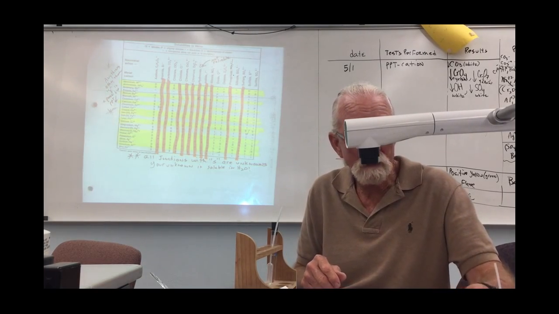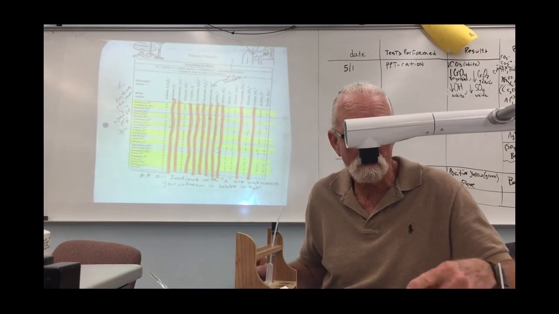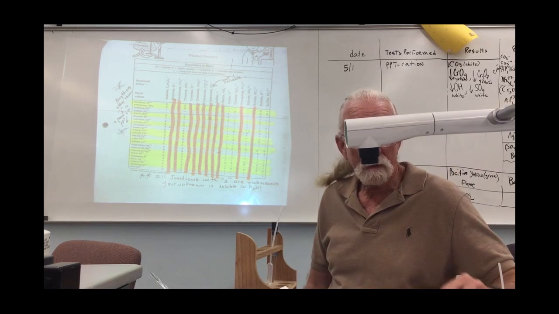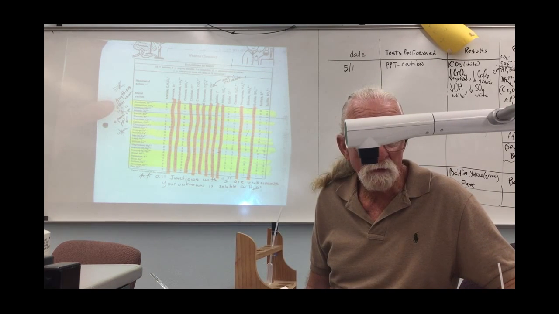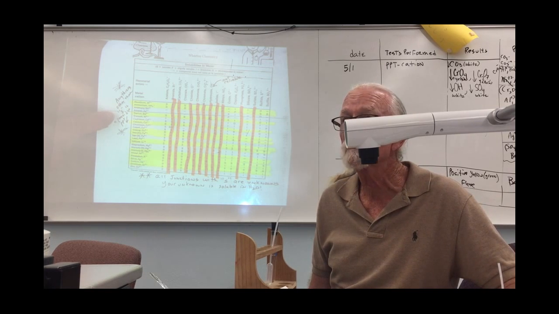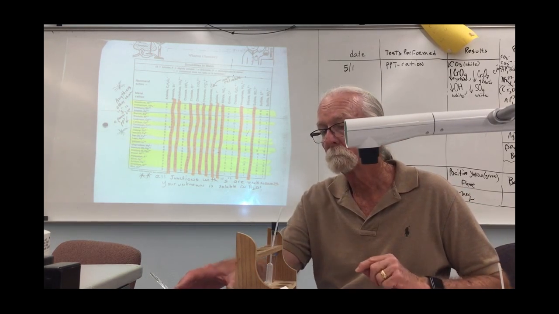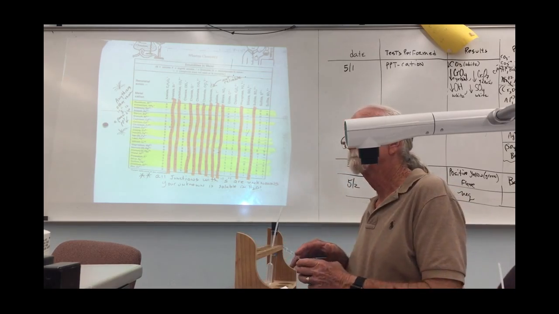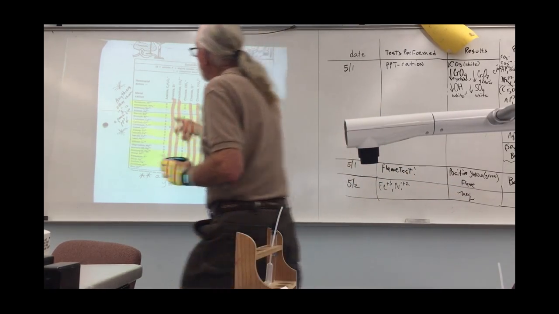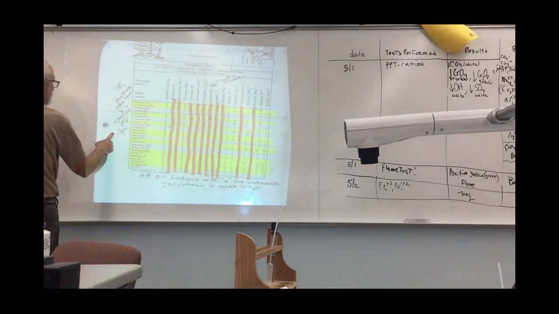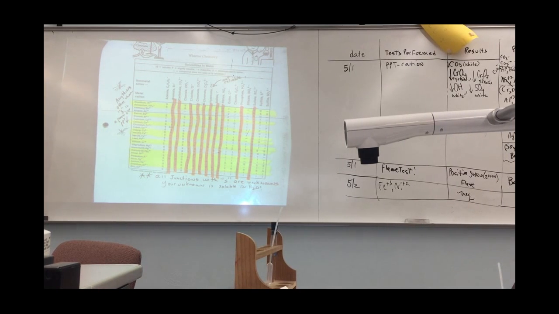So I want you to write this down. This is probably the most important thing on this chart. Right here, I want you to write down anything other than an S is a possible precipitate. And I abbreviate precipitate PPT with a down arrow. Anything other than an S is a possible precipitate.